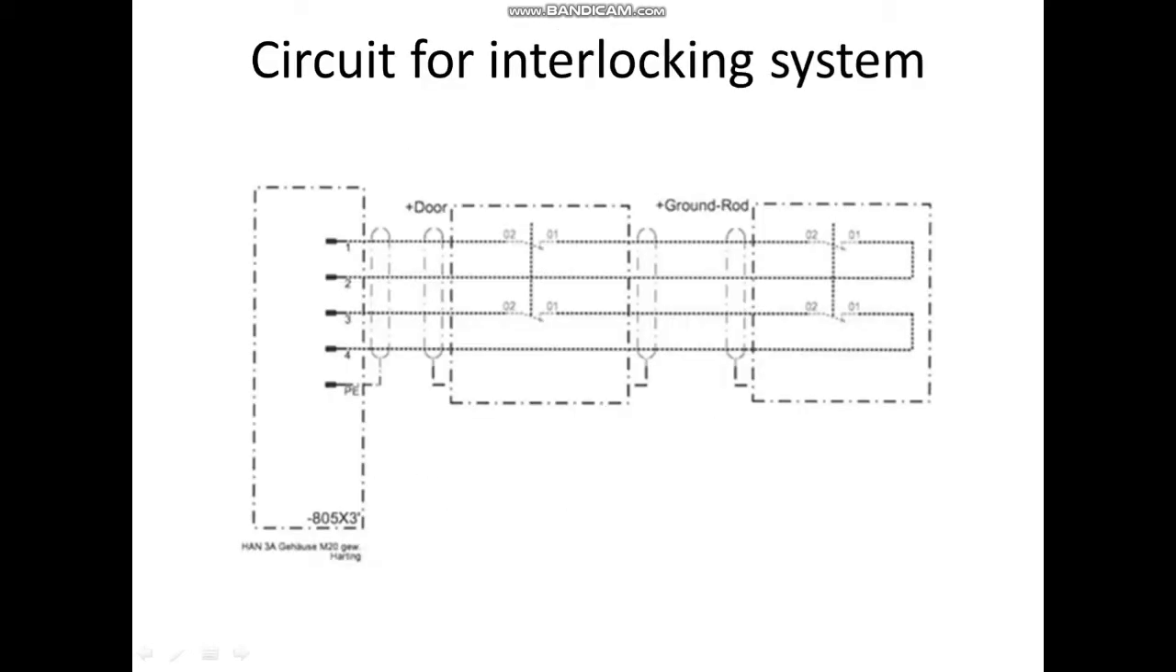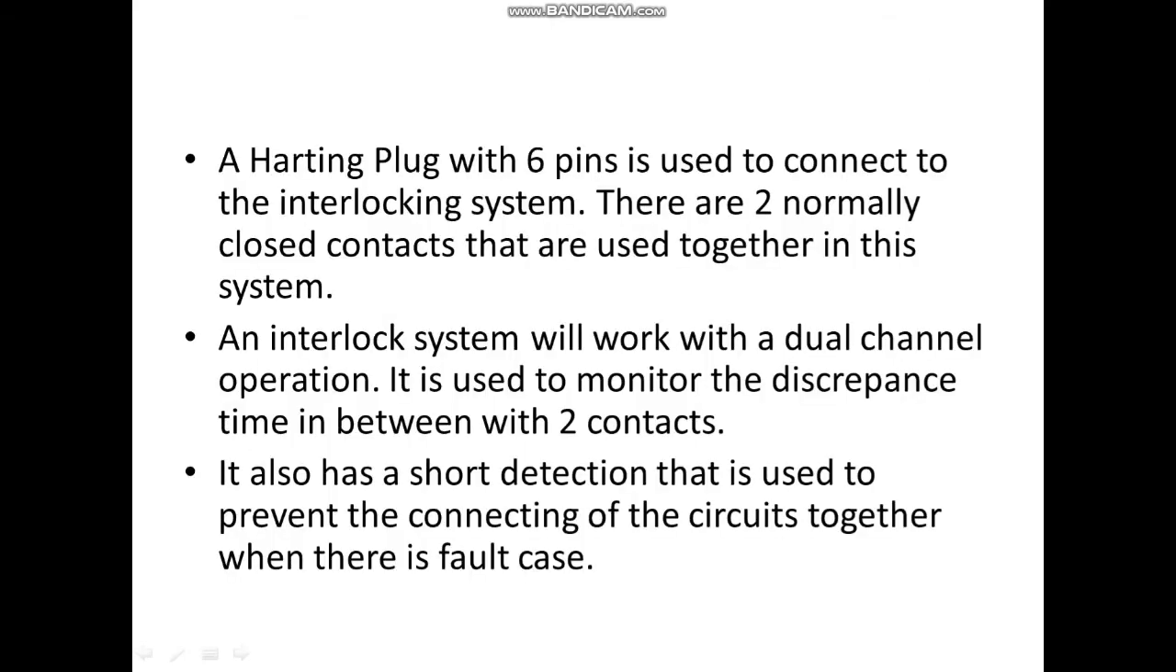This is the circuit for the interlocking system. This is the door and this is the ground rod. A heating plug with 6 pins is used to connect to the interlocking system. There are two normally closed contacts that are used together in this system.